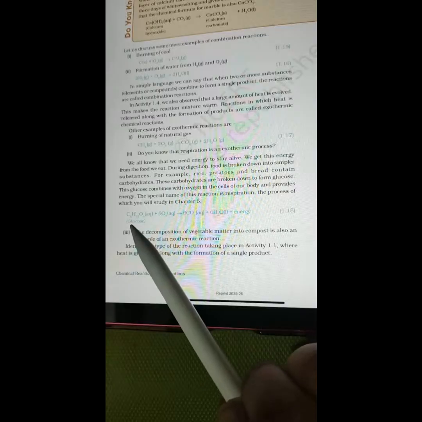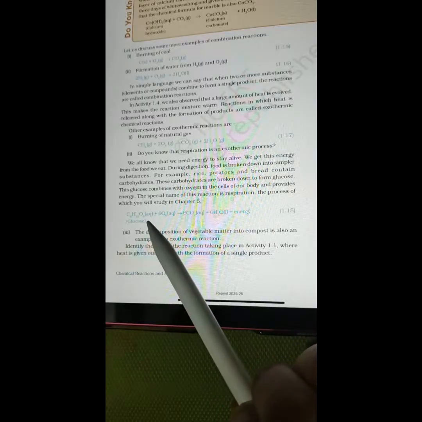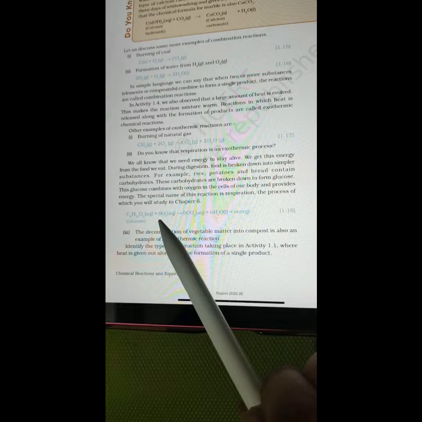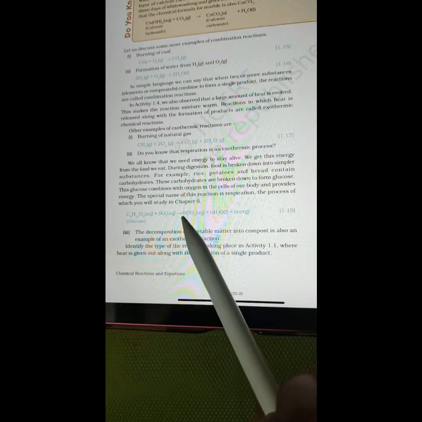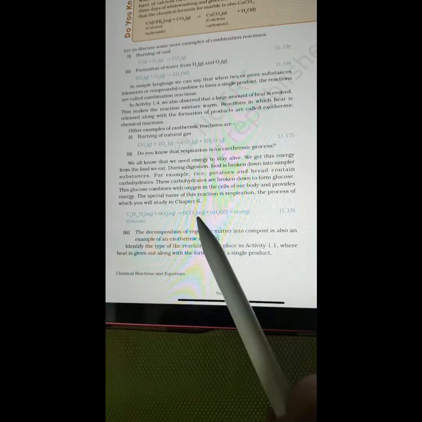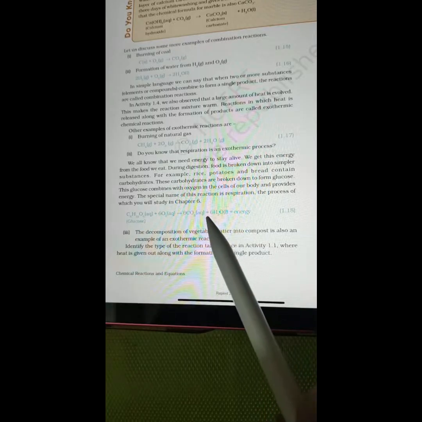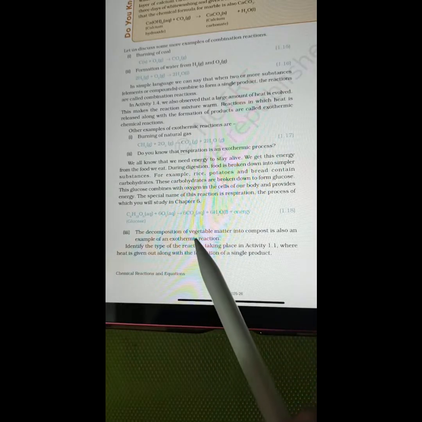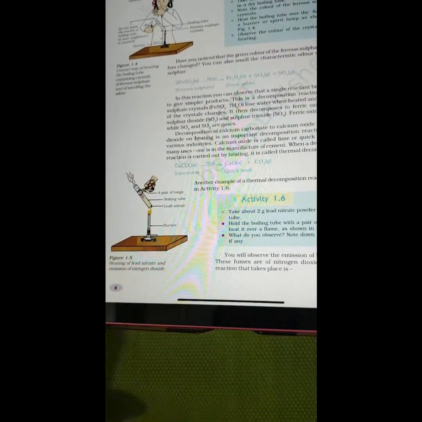So this is the reaction for respiration. Glucose, which is C6H12O6 in aqueous form, will be broken down by the addition of oxygen. So here, 6 molecules of oxygen are being taken in gaseous form, and the products are carbon dioxide, 6 molecules in gaseous form, water in the liquid form, 6 molecules, plus energy. The decomposition of vegetable matter into compost is also an example of an exothermic reaction. Identify the type of the reaction taking place in activity 1.1, where heat is given out along with the formation of a single product.